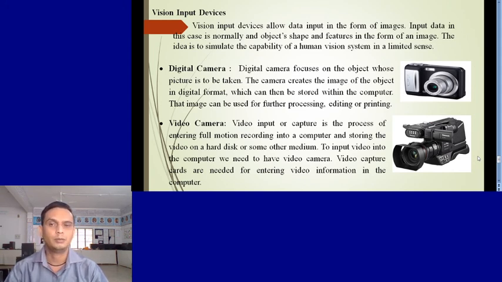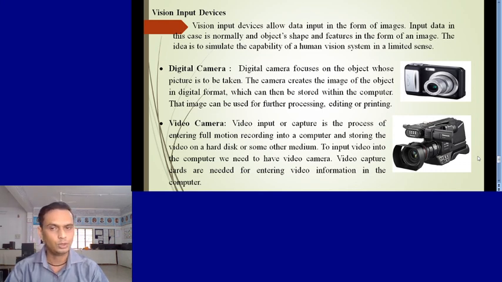A digital camera is focused on the object whose picture is to be taken, and that picture can be converted into bitmaps. Those bitmaps can again be converted into ASCII code, and ASCII code can be transformed into characters or alphanumerical values. These images can be used for further processing like editing, printing, etc.